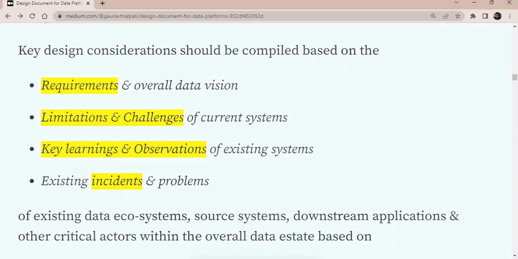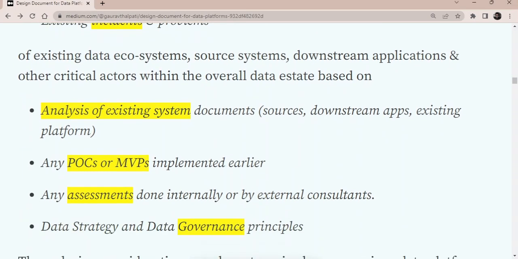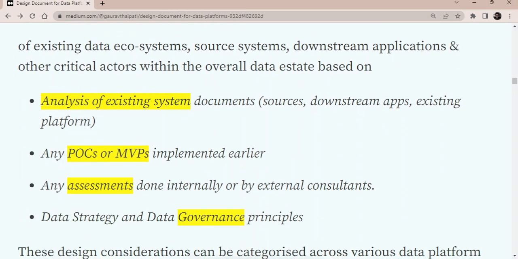So when it comes to the new system, what you should consider is the overall requirements, the limitations and challenges of the new system that you're trying to build, and the key learnings and observations, as well as the existing system. You should try to understand the key pain areas, the challenges in the existing system also, and whether you have done any POCs or MVPs.